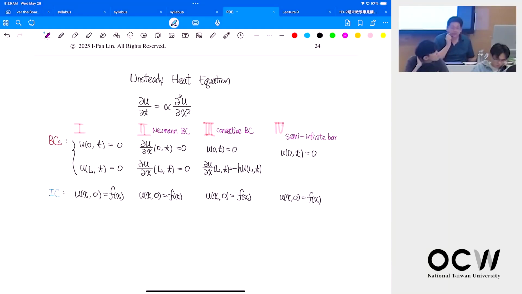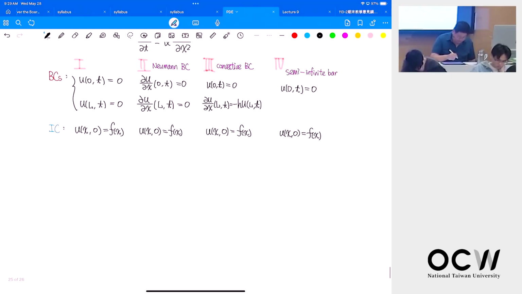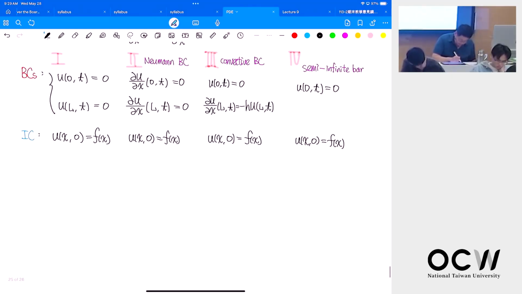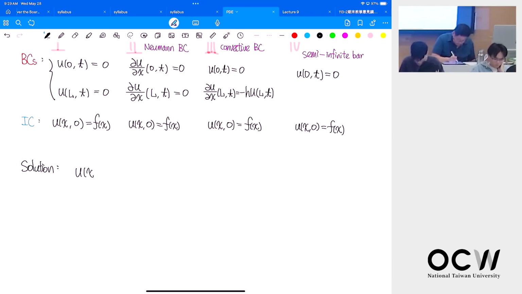And what is the solution for this differential equation? We only learned one. That is called separation of variables. So the solution, I have x and I have a t.